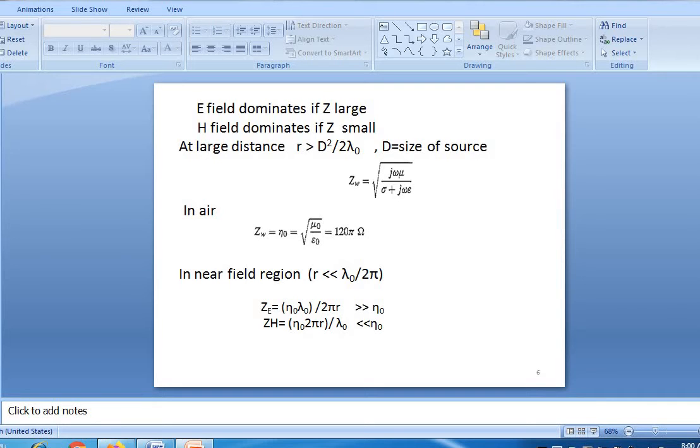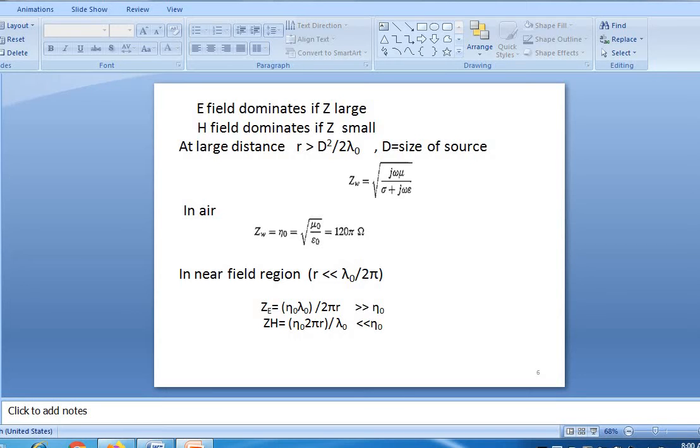Wave impedance depends on the distance. If the distance is very large, that is greater than d square by 2 lambda naught, then it is equal to root of j omega mu by sigma plus j omega epsilon. D is the size of the source, because we have two regions, near field region and far field region. So in the far field region, the wave impedance ZW is equal to root of j omega mu by sigma plus j omega epsilon.